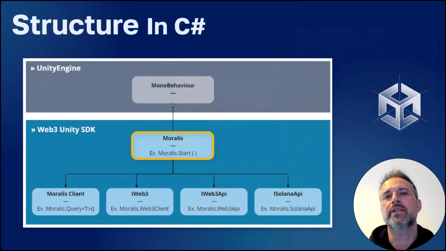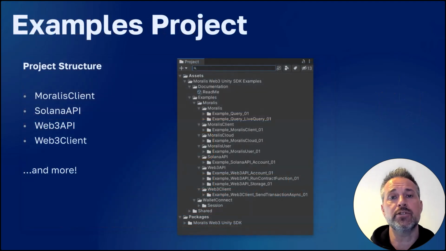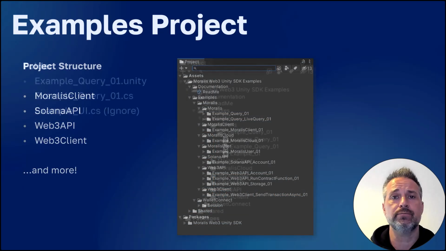The main entry point inside Unity is the Moralis object. It centralizes key functionality and it contains several subsystems, including the Moralis client, the Web3 client, the Web3 API, and the Solana API. And our examples project follows a similar structure.